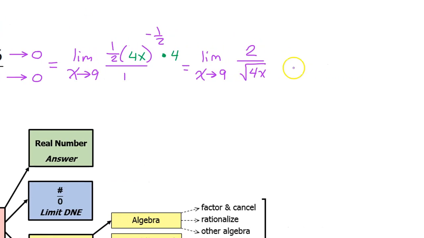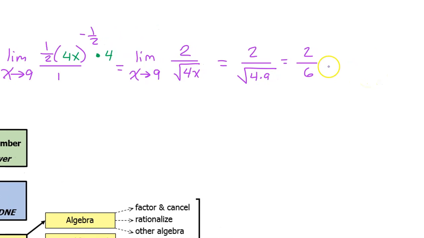Let's try that direct substitution again. We have 2 over the square root of 4 times 9, so that's 2 over the square root of 36. The square root of 36 is 6, and this simplifies to 1/3.